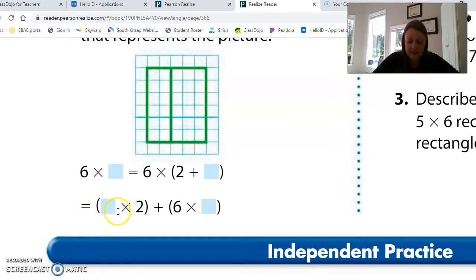So 6 times 2 is 12 plus 6 times 3, 6, 12, 18 is 18. And 12 plus 18 is 30 square units. Now remember, if you don't write down square, you will get the answer wrong.